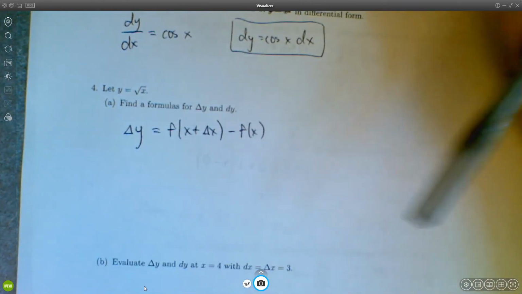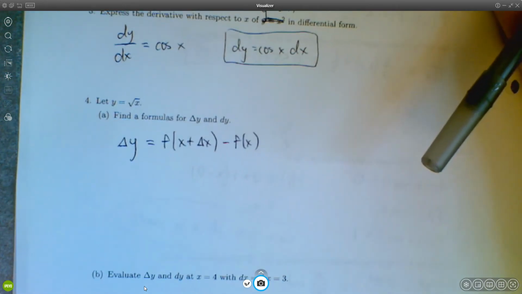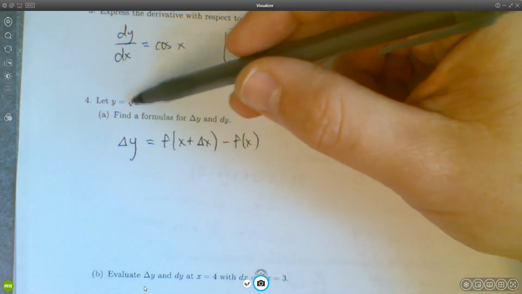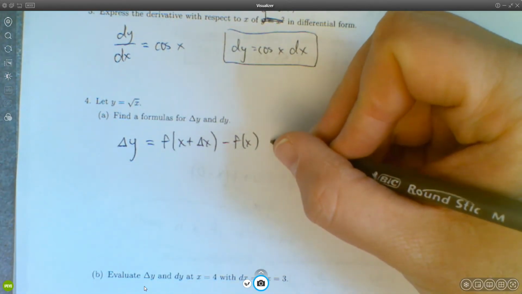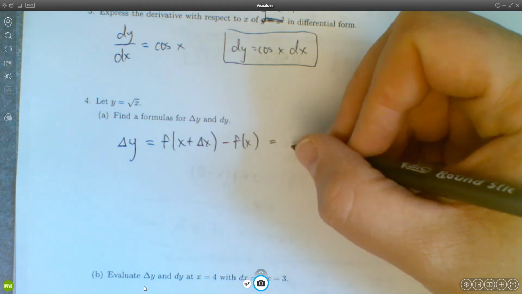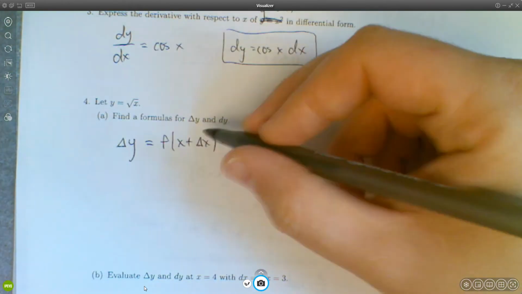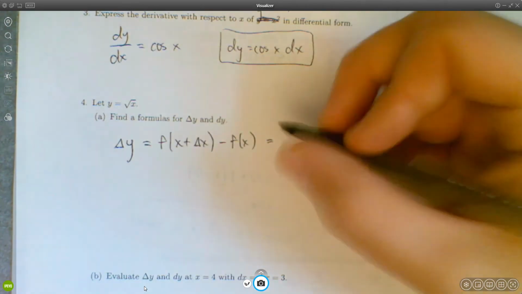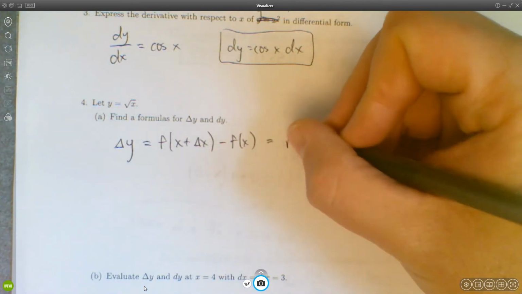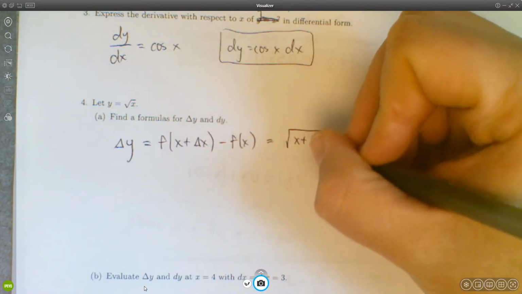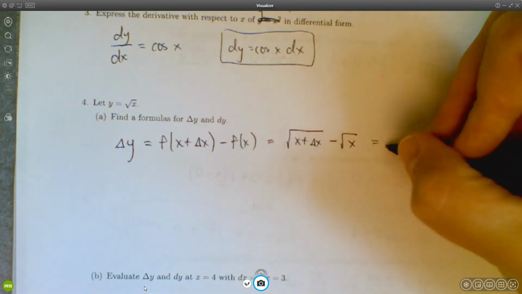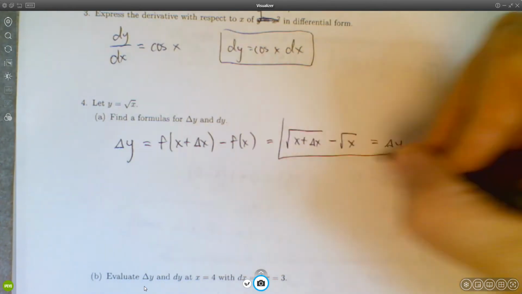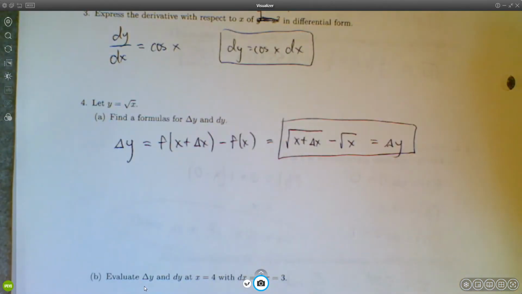Whoops, f of x plus delta x minus f of x. So in the case where y is the square root of x, we can call this, maybe I should have called it f, but anyway, in the case where y equals square root of x, we would call this square root of x plus delta x minus square root of x. Right, so that's the change in y. That's a formula for the change in y.